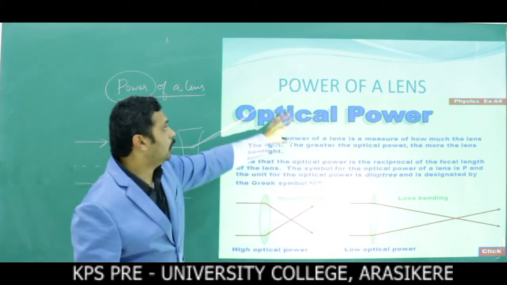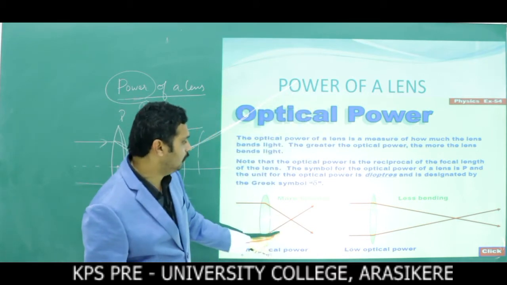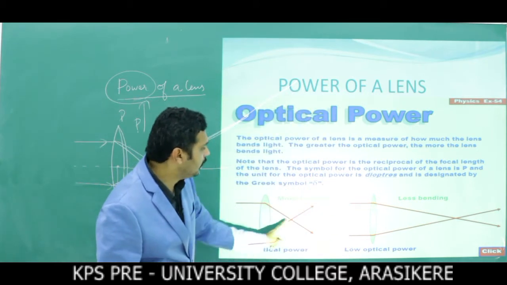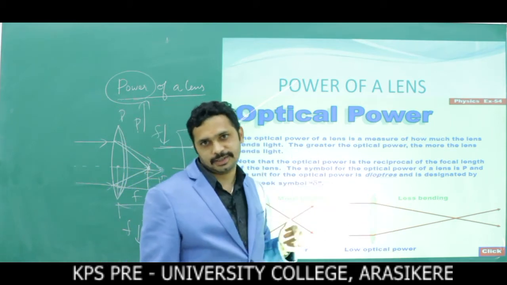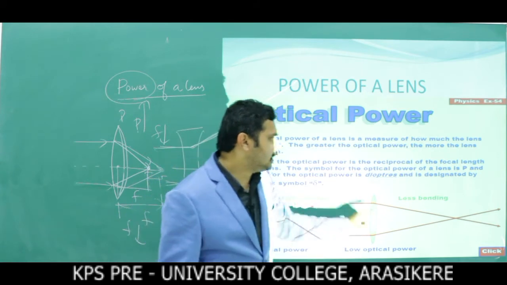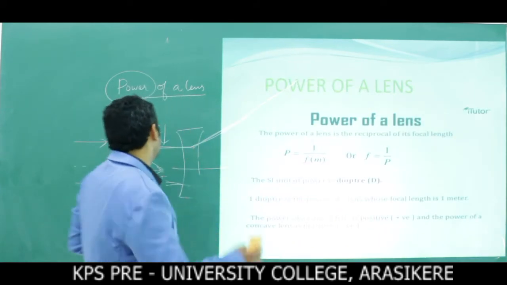So I told that what is power? Power of a lens is the ability of the lens to converge or to diverge. If bending is more means more convergence, if bending is less means less convergence. Here more power, this is less power. That's why now I am going to define the power of a lens.